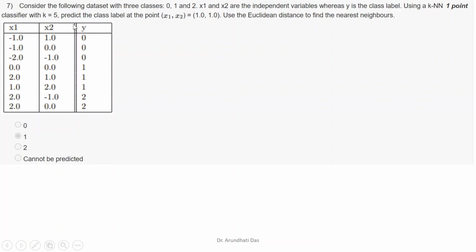Using k nearest neighbor classifier with k value equal to 5, that means 5 nearest neighbors we need to consider while predicting the class of this new data point x1, x2 equal to 1 comma 1. And to find out the nearness between this new data point and the given data points in the data set, we need to consider the Euclidean distance measure. So let us begin.